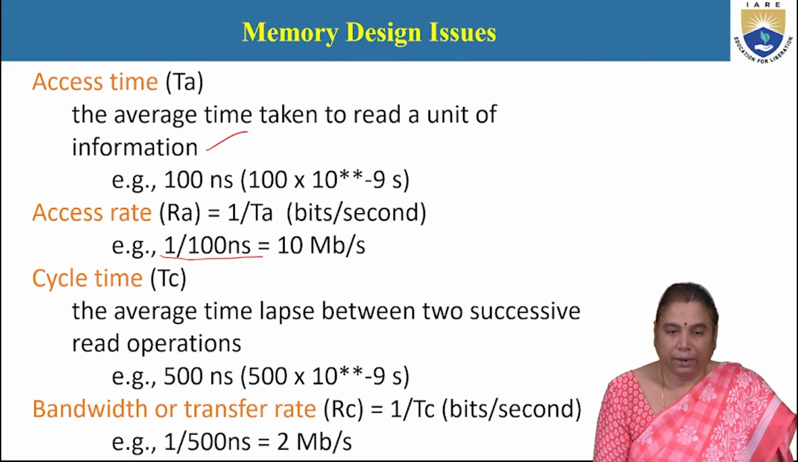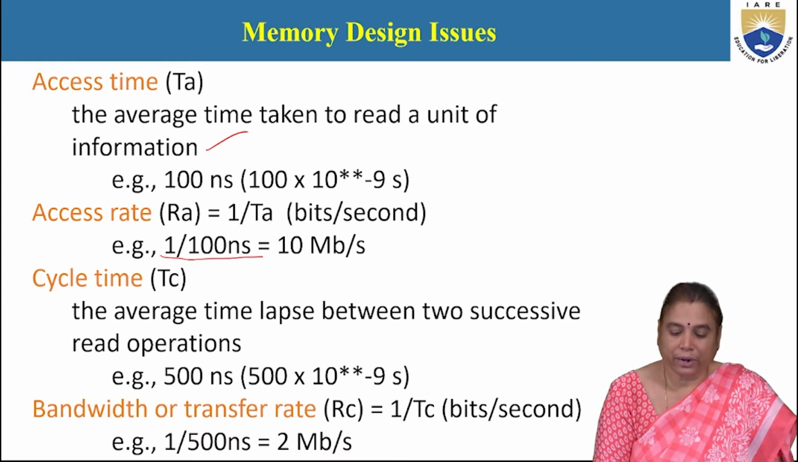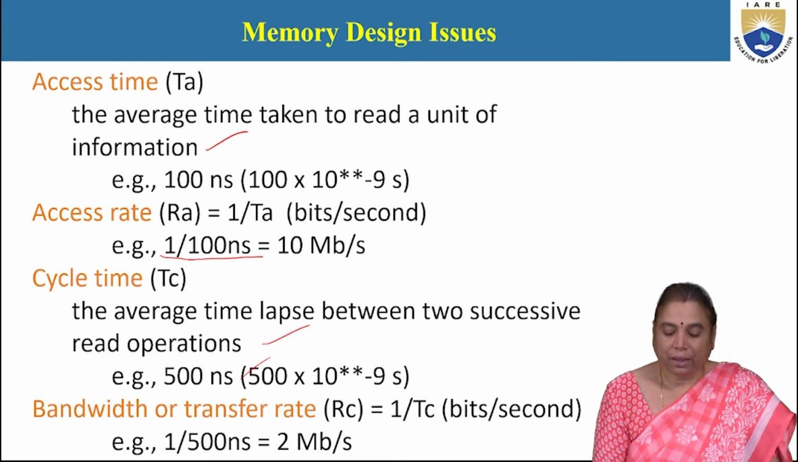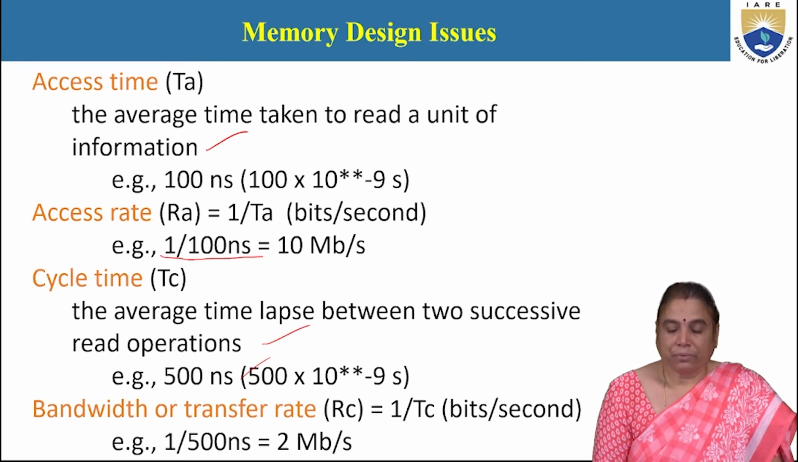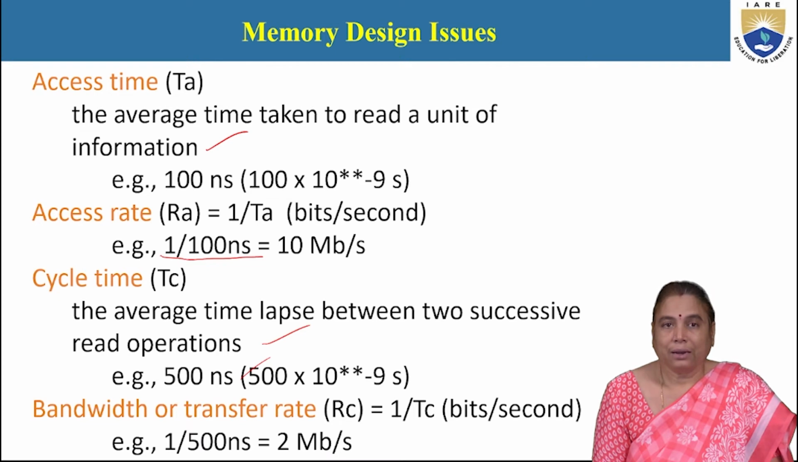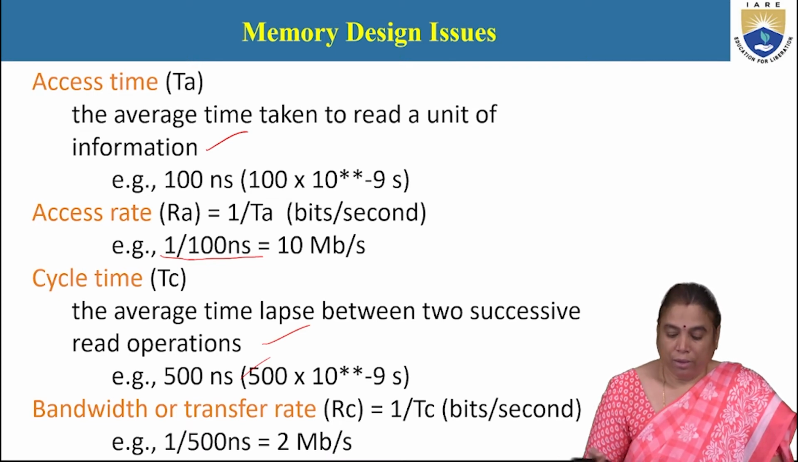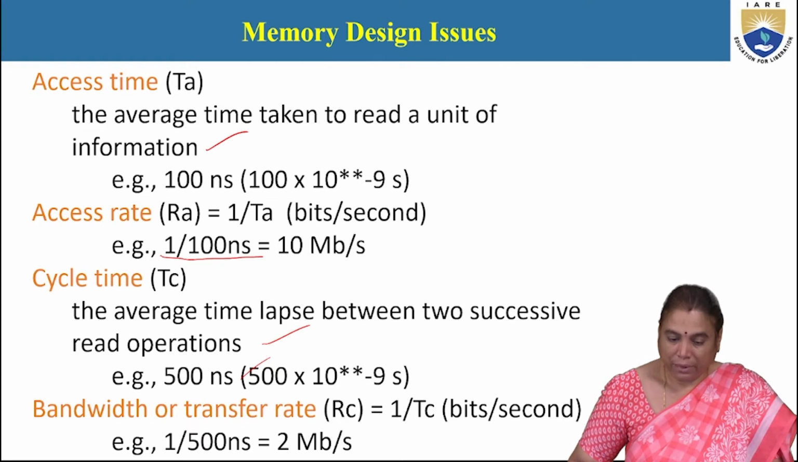Next is cycle time, the average time lapse between two successive read operations, for example, 500 nanoseconds. Next, bandwidth or transfer rate, in bits per second, so 1 by 500 nanoseconds. These are the design issues or parameters that can be considered while designing the memory chip.